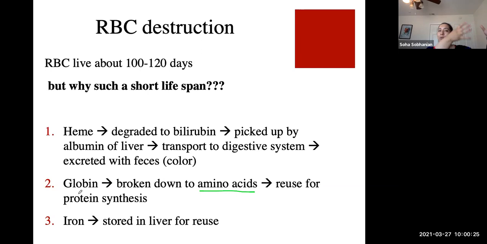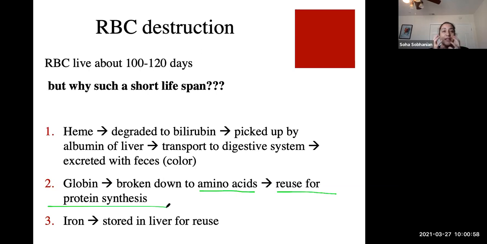So I have a protein, I break it down to its amino acids, and then I use those amino acids to make a new protein. So again, globin is broken down to amino acids, and then you're reusing them to synthesize new protein. Now that new protein can be hemoglobin, or it could be a number of other proteins that your body produces.